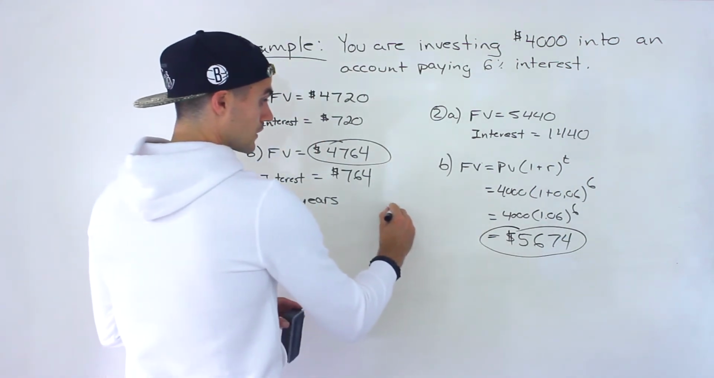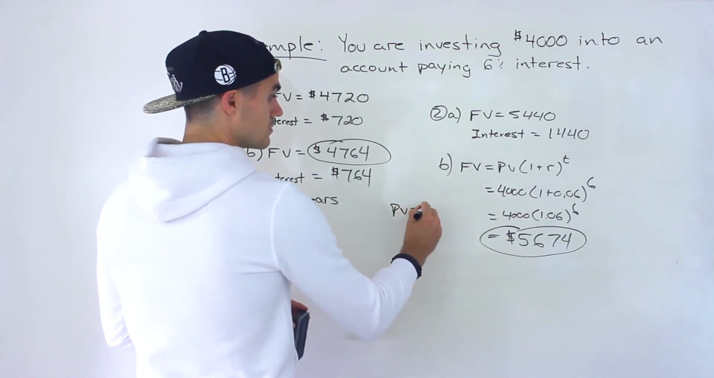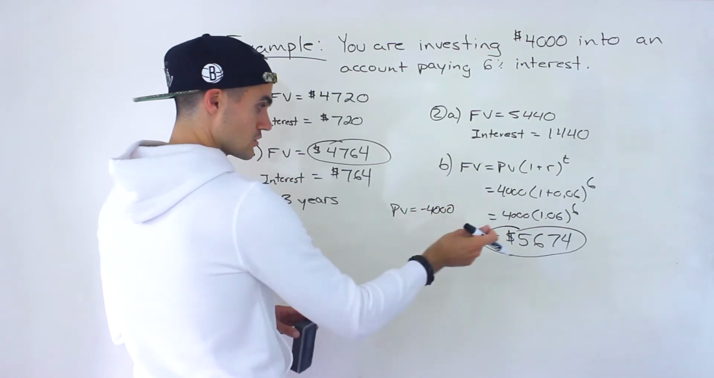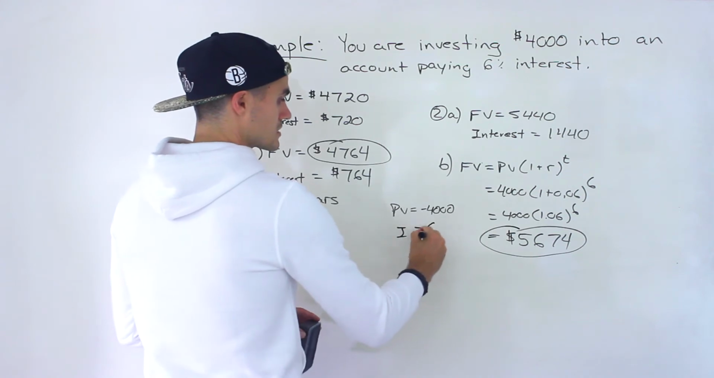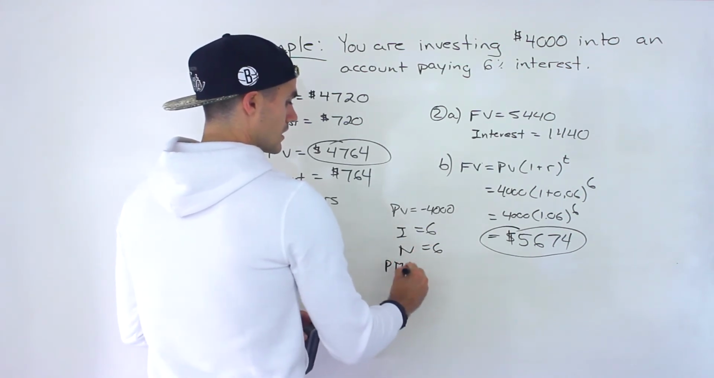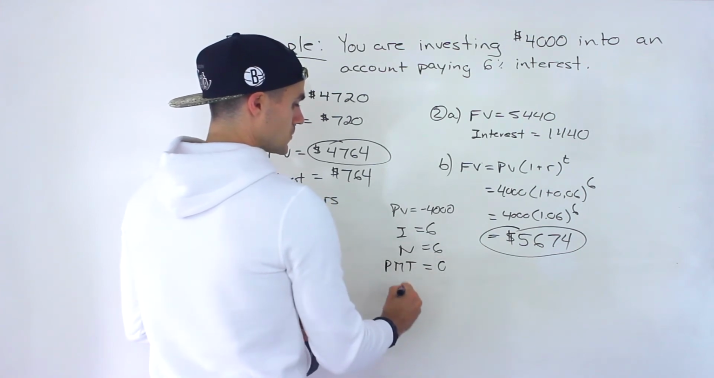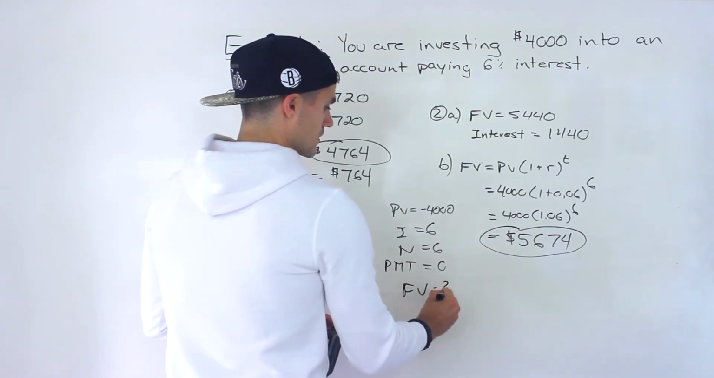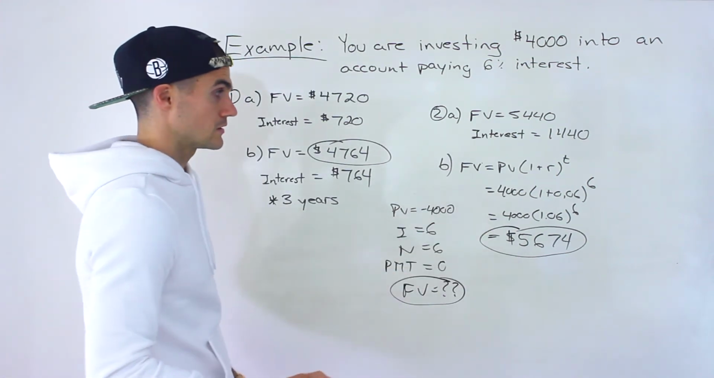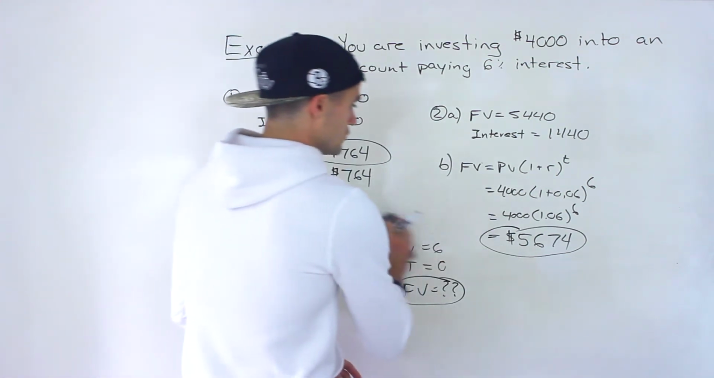And to get that with the financial calculator, you can also put the PV as negative 4,000, since you're investing that. 6%, 6 years, no payments in between, and then solve for future value. You should get that amount right there. So that's the future value.